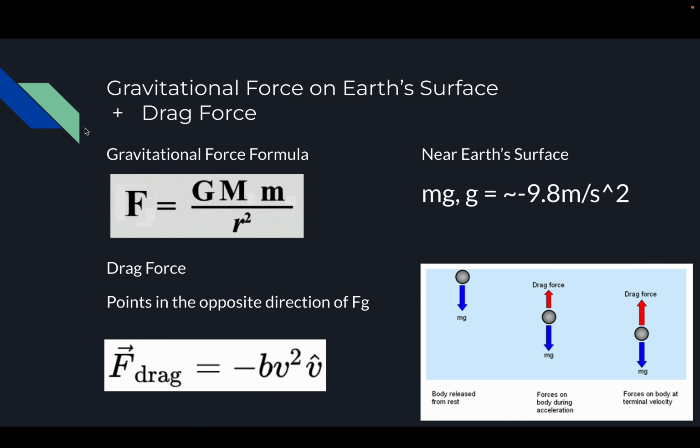Next, we have the gravitational force, which is GMm over r squared. And we know that near Earth's surface, we say weight is equal to mg, g being about negative 9.8 meters per second squared, and drag force, which acts in the opposite direction as mg.